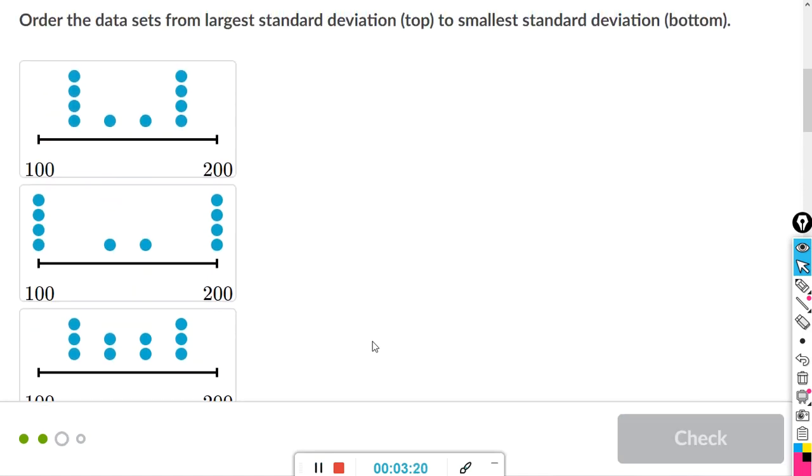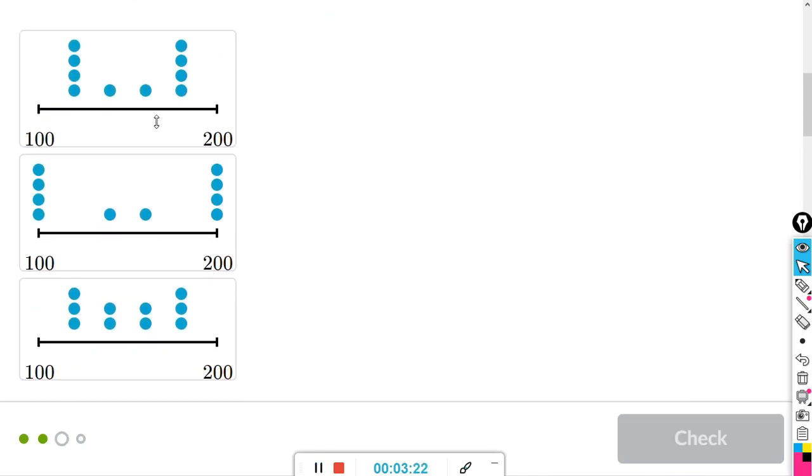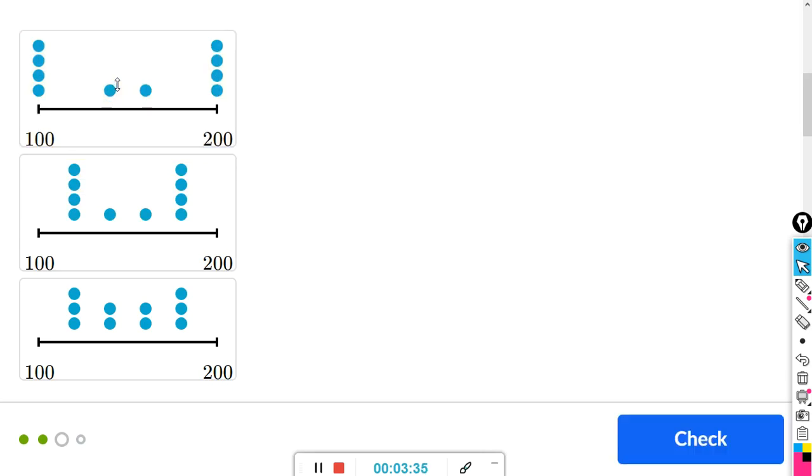All right, one more. Okay, clearly we can see the one that's the most spread out is right here. It goes from 100 to 200, and a lot of the data points are on the ends. They're far away from the middle. So that one's the greatest standard deviation.